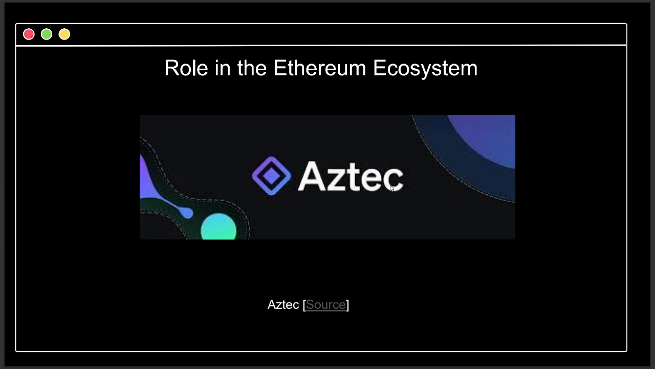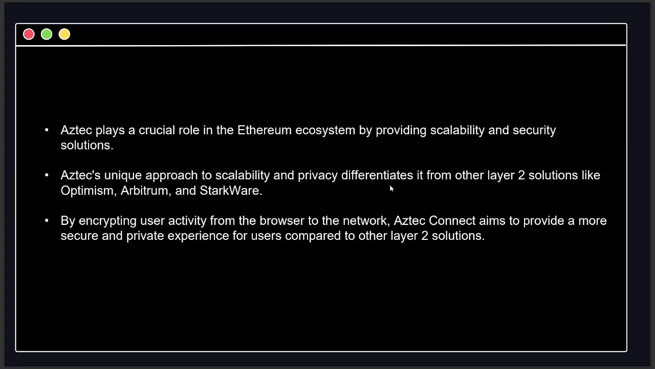Let's move on to the role of Aztec in the Ethereum ecosystem. Aztec plays a crucial role in the Ethereum ecosystem by providing scalability and security solution that differentiates it from other layer 2 solutions like Optimism, Arbitrum, and Starkware. By enabling users to access their favorite decentralized applications on Ethereum, Aztec also reduces transaction cost by up to 100 times. Aztec's private rollup technology aims to make Ethereum more accessible and usable for a wider audience.